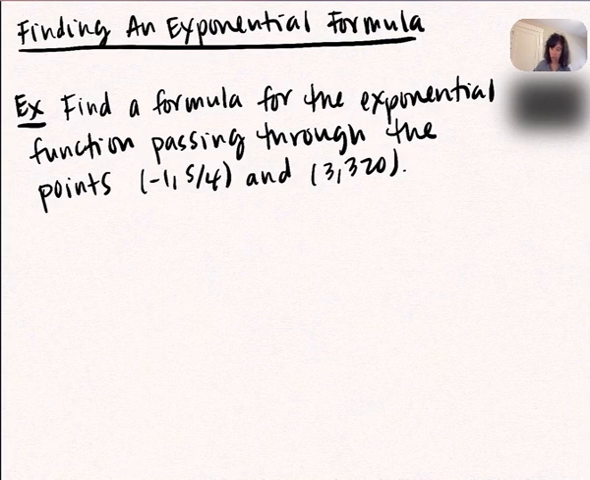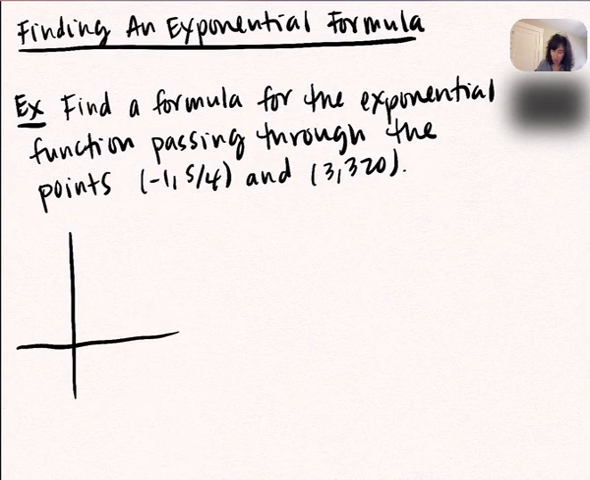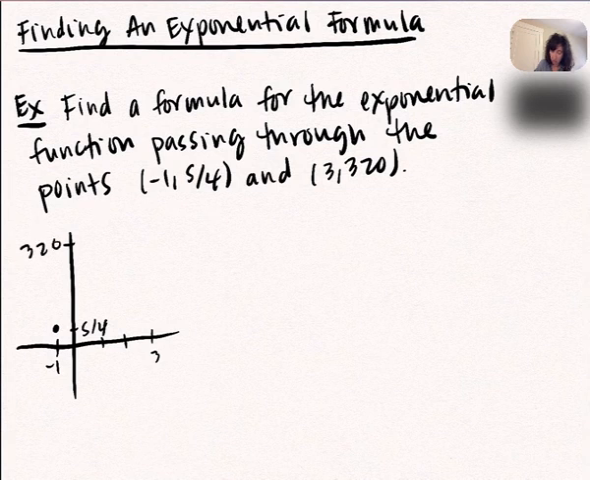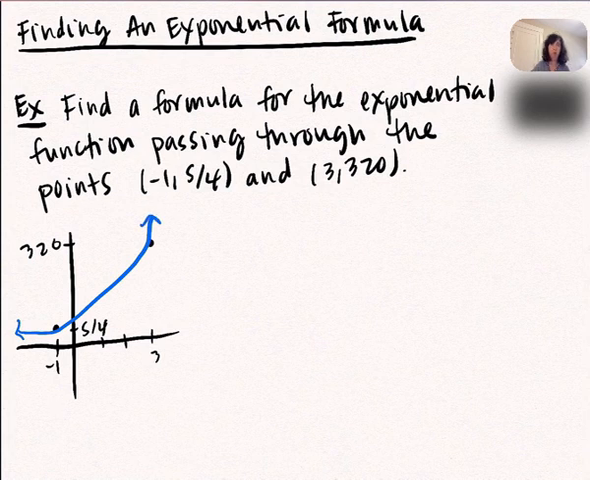So what's our situation? We're given 2 points in the xy coordinate system. One is at -1, 5/4. The other one is at 3, 320. So this is not quite to scale because 320 is so high up. And we're being asked to find an exponential function that passes through these 2 points. So it's probably going to look something like this. And we want to find an equation for that function.